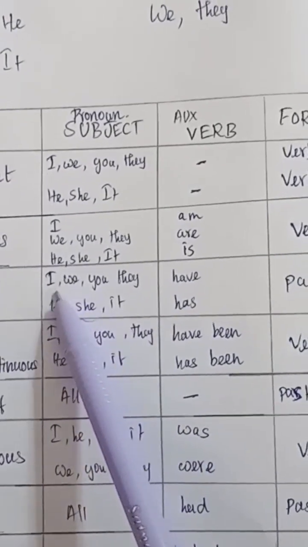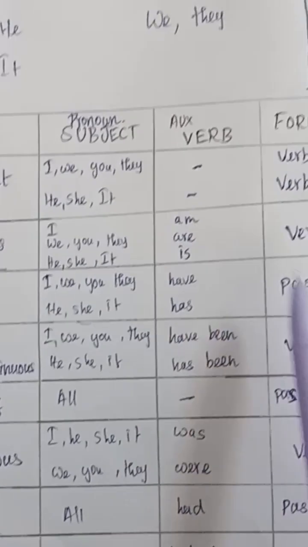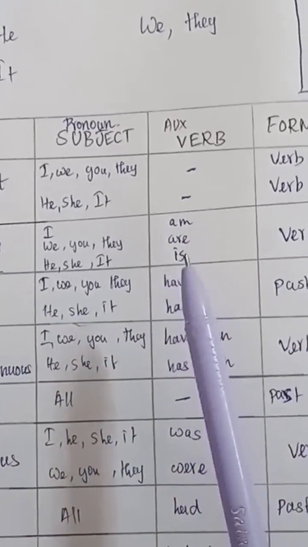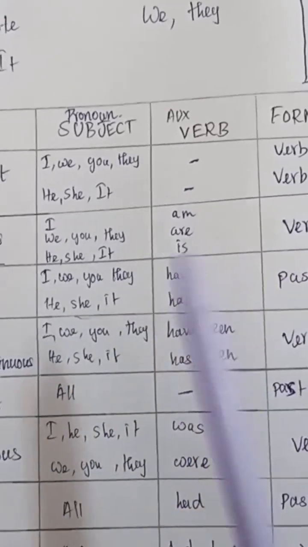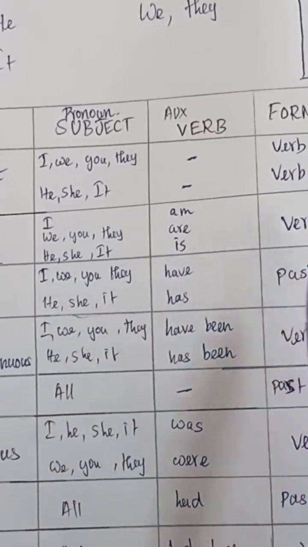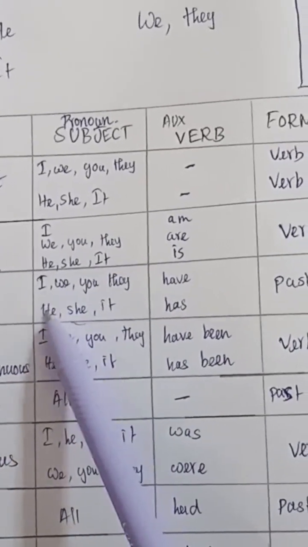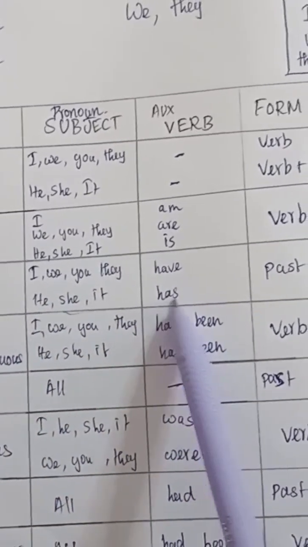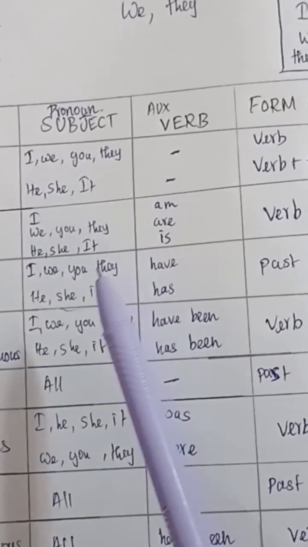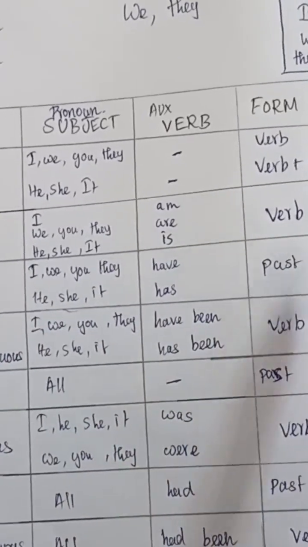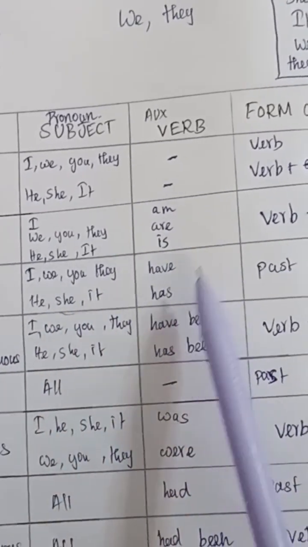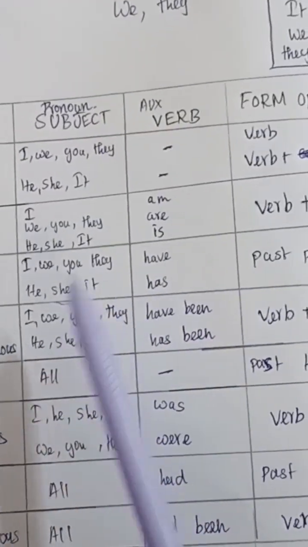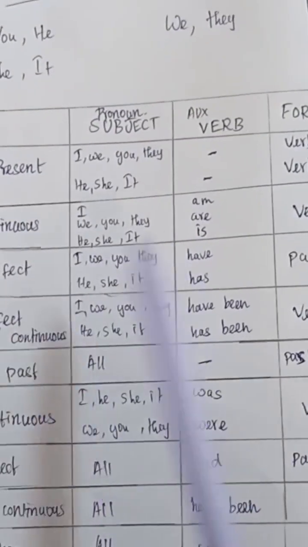So I have written, we have written, you have written, they have written. Next, he, she, it is having has as the auxiliary verb. So he has written, she has written, it has written. So this is the present perfect.